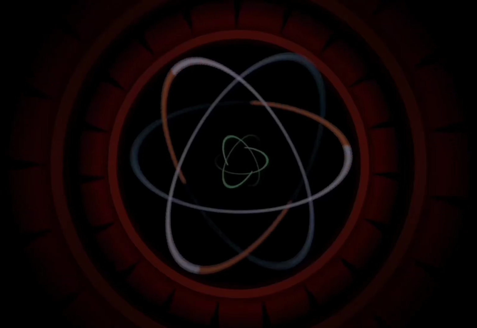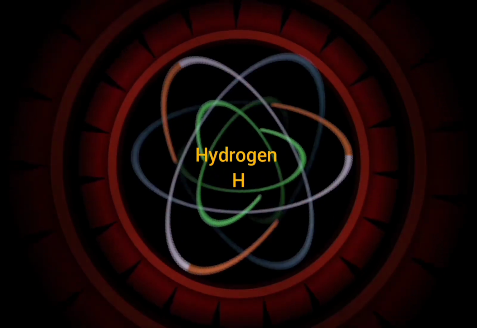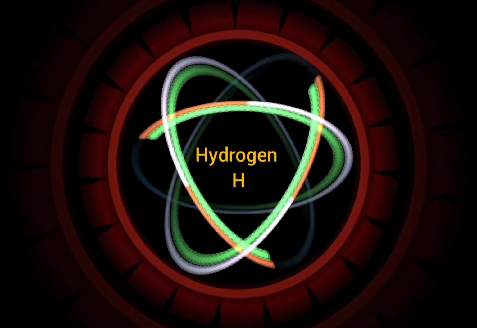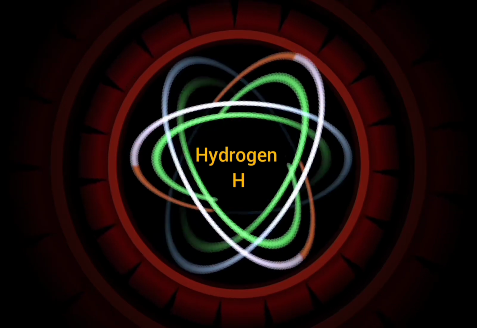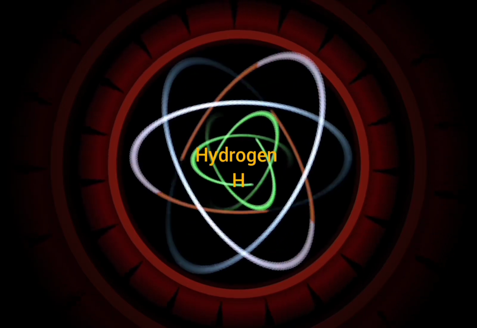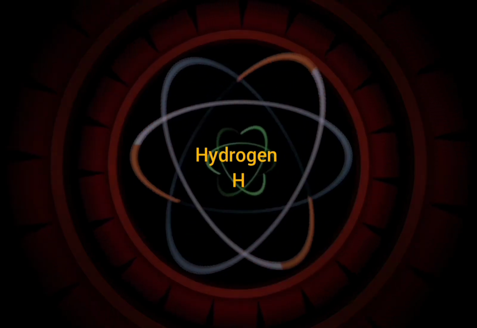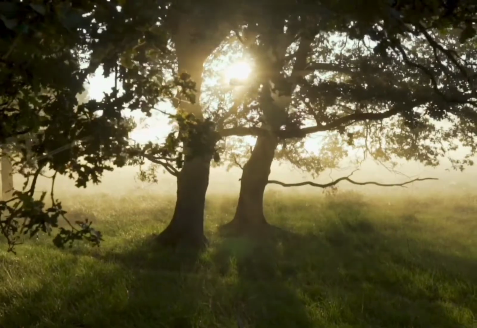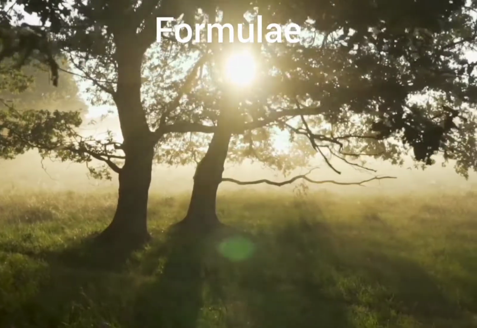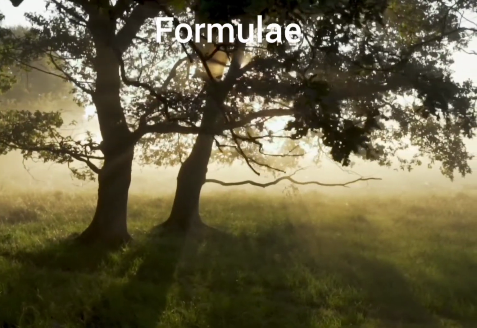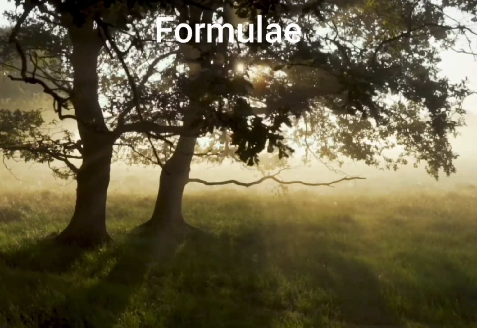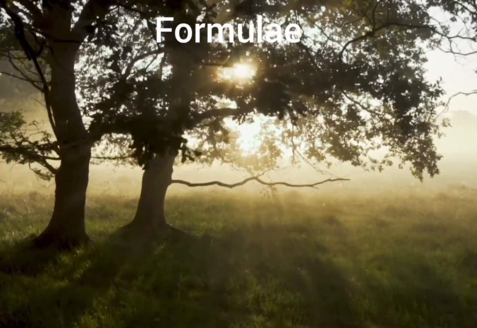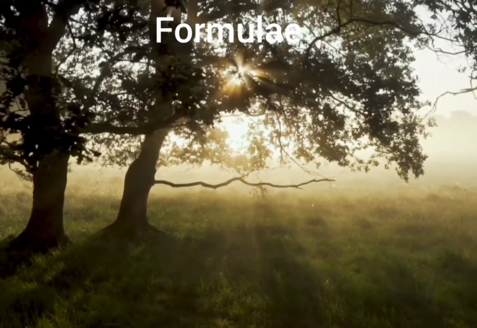Now what is a symbol? A symbol is an abbreviated name of an element, such as hydrogen is represented by capital H, and here are the symbols of different elements. Now what is a formula? The chemical formula of an element is the formula that shows the actual number of atoms in one molecule of an element.